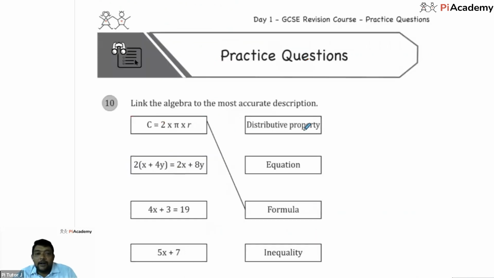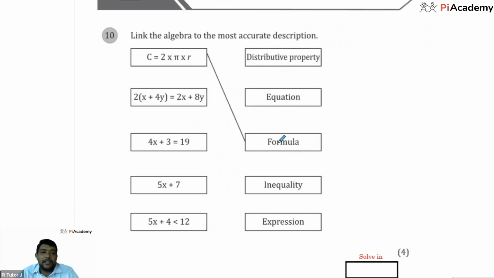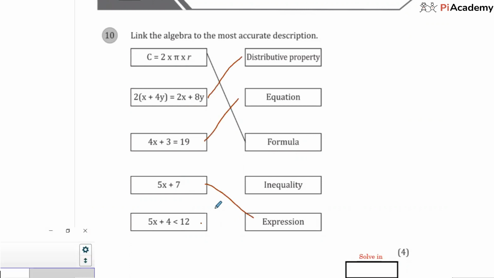Here you go. Link the algebra to the most accurate description. C is equal to 2 pi r is a formula. Next, 2 times x plus 4y is equal to 2x plus 8y. What is that? Equation. It's an equation as well, but more aptly it would be a distributive property. The next one is an equation: 4x plus 3 is equal to 19. Good. 5x plus 7 is an expression. And the last one is an inequality.